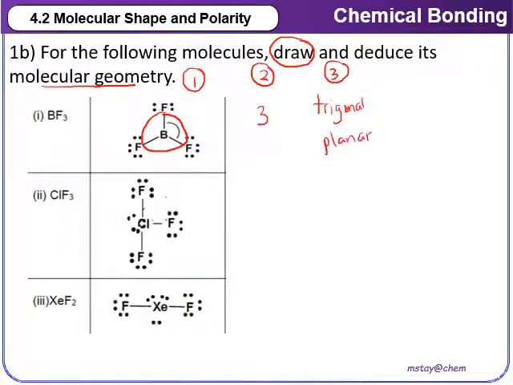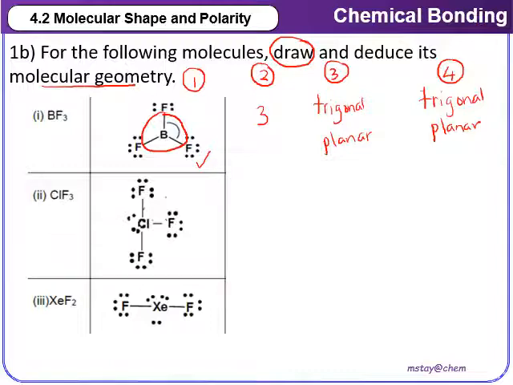And then step number 4, because there is no lone pair electron, the electron arrangement will be similar to the molecular geometry, which is also trigonal planar. The Lewis structure is already drawn in the shape of trigonal planar.